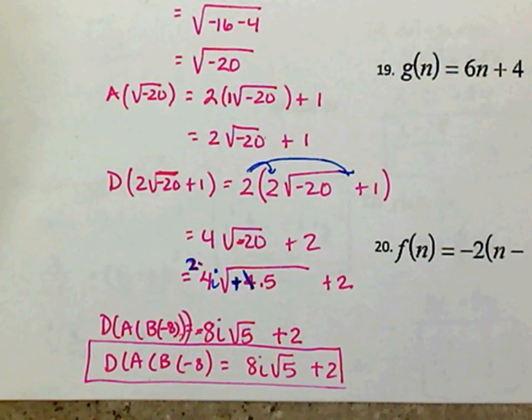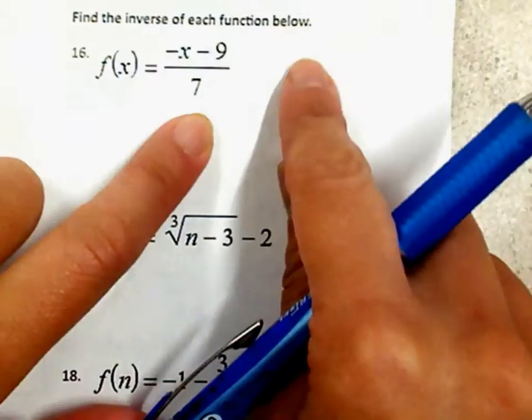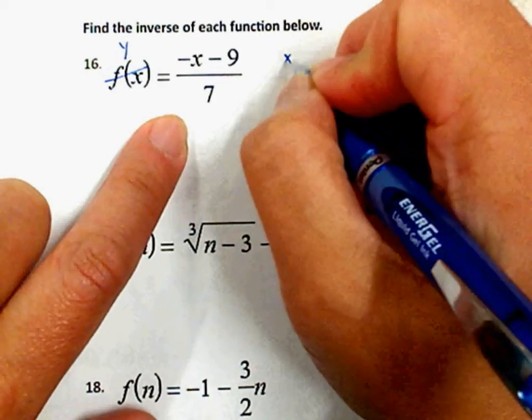All right, how to find an inverse. Number 16. So I'm going to do it right over here. Okay, make that a y. Step 1, switch your x and your y.